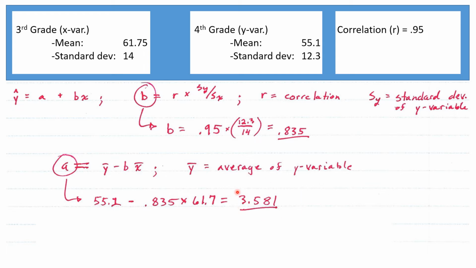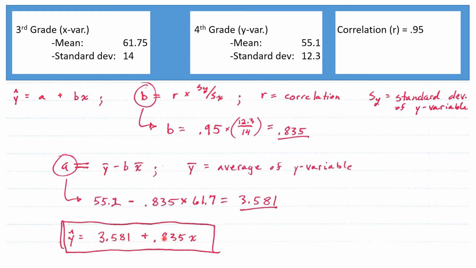And so at this point, we can just plug in these values to get our regression equation, being y hat is equal to 3.581 plus 0.835, that's our slope, times the score made in third grade. So a student's predicted fourth grade score on that math test is equal to 3.581 plus 0.835 times the score they made on that math test when they were in third grade.